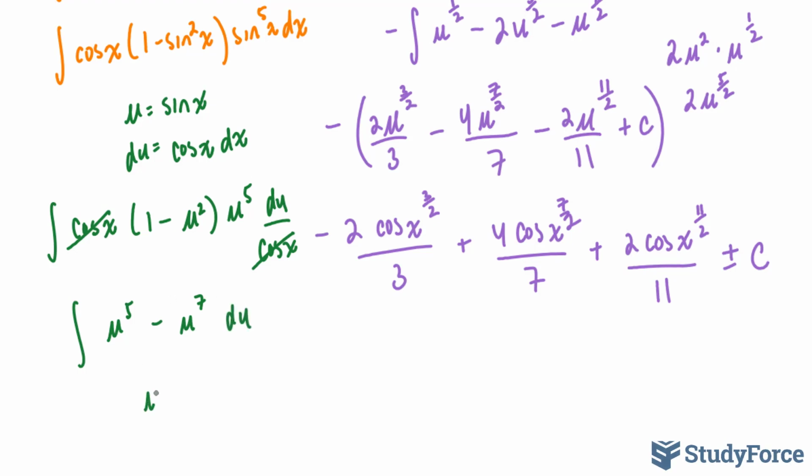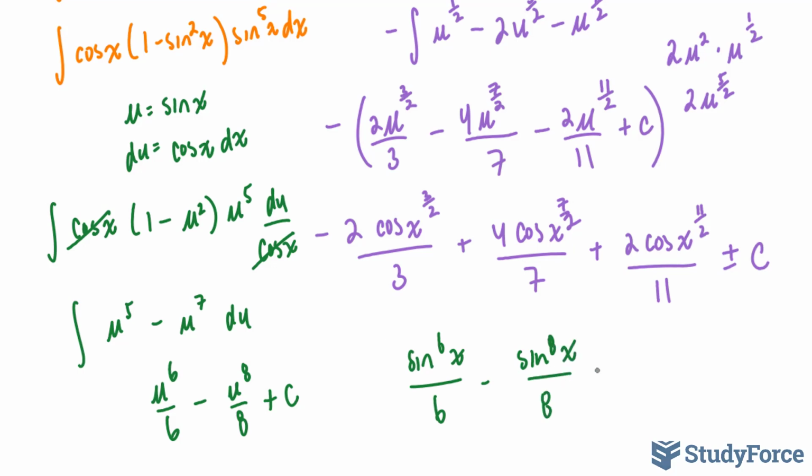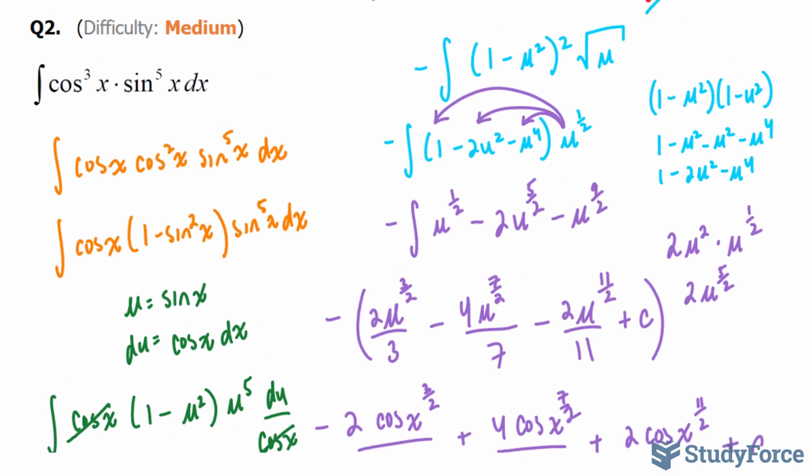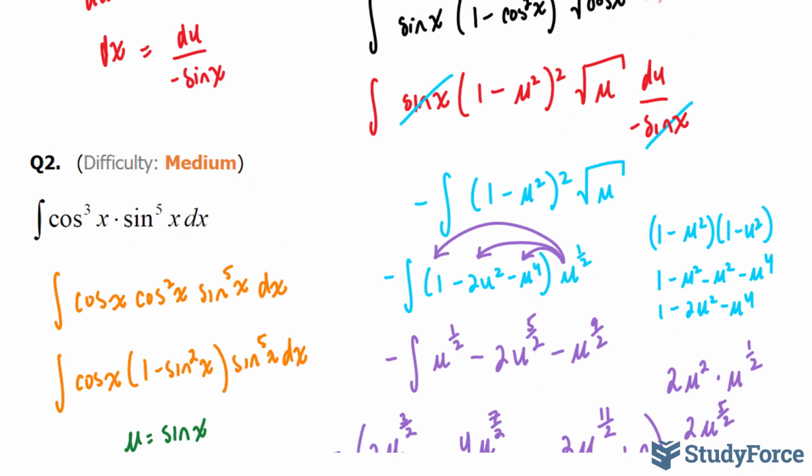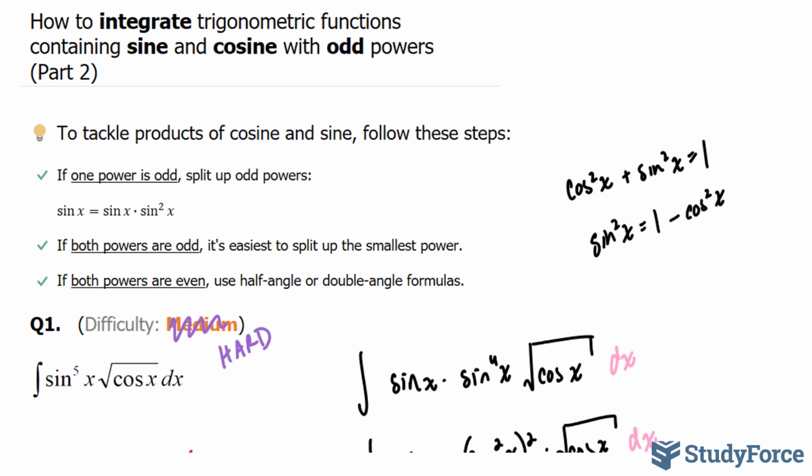Finding the integral of this is easy. U to the power of 6 over 6 minus u to the power of 8 over 8 plus c. We get sine 6x over 6 minus sine to the power of 8x over 8 plus c. And this expression right here is the integral of this function. And there you have it. That is how to integrate trigonometric functions containing sine and cosine with odd powers.